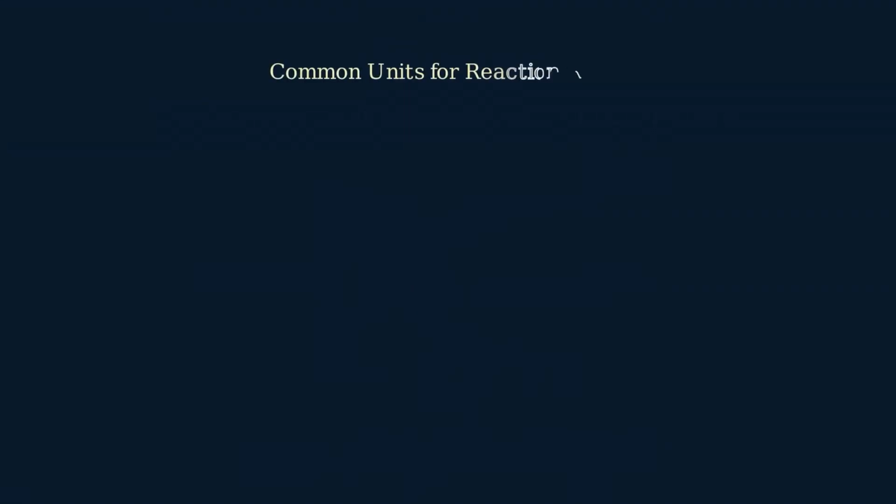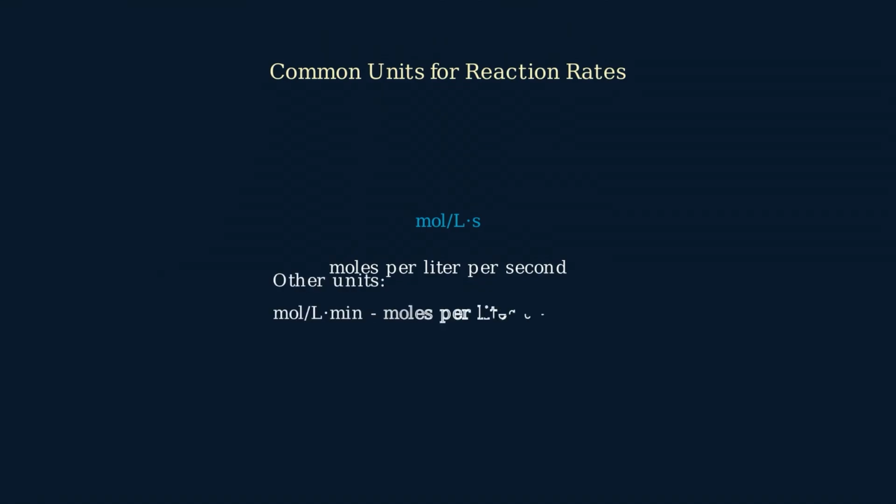Reaction rates are typically measured in units like moles per liter per second, which we write as mol/(L·s). These units reflect the change in concentration over time. Other common units include moles per liter per minute, or simply molar per second.